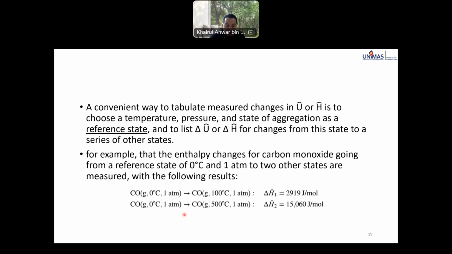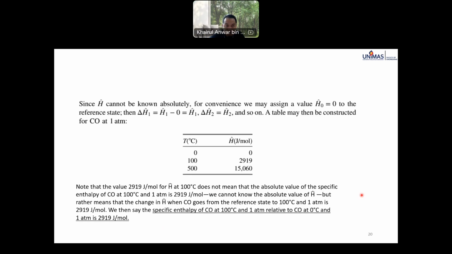Next is changes in temperature. So we increase the temperature to 500 degrees C, and delta H is 15,000 joules. So H cannot be known absolutely. For convenience, we assign a value of H equal to 0 to the reference state. Then delta H1 equals H1 minus 0, equals H1, H2, and so on. The table will be constructed for CO like this.